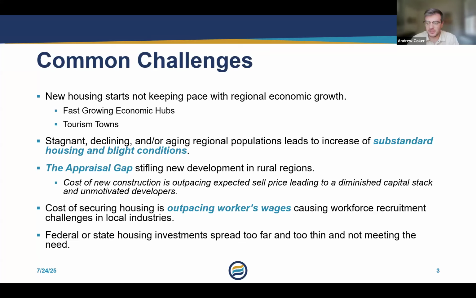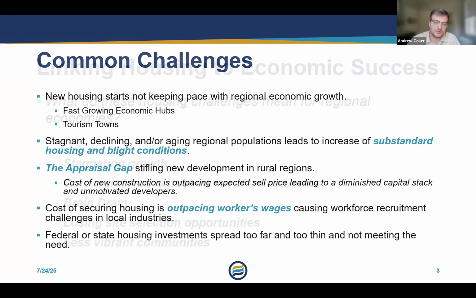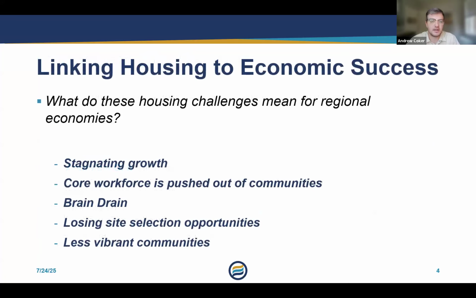That's just the nature of our game, right? We have to do a lot with not very much, and that itself causes a lot of issues. But we may be seeing some momentum later that I'll talk about in terms of adequately meeting the federal and state housing investment need that's there.